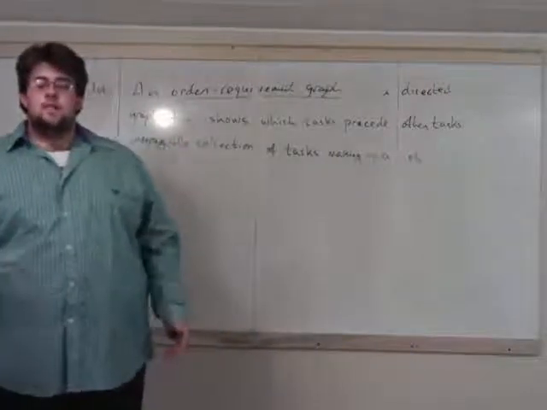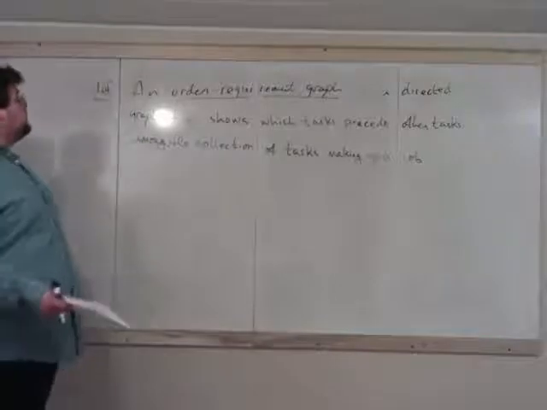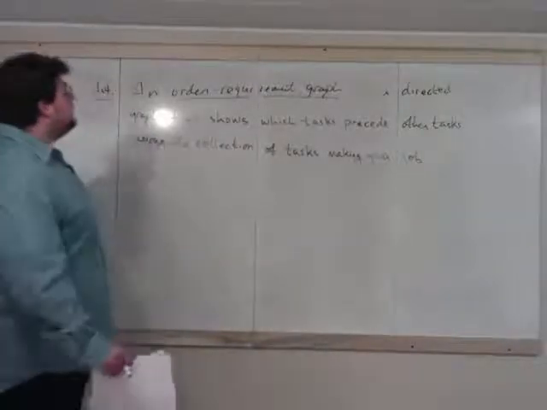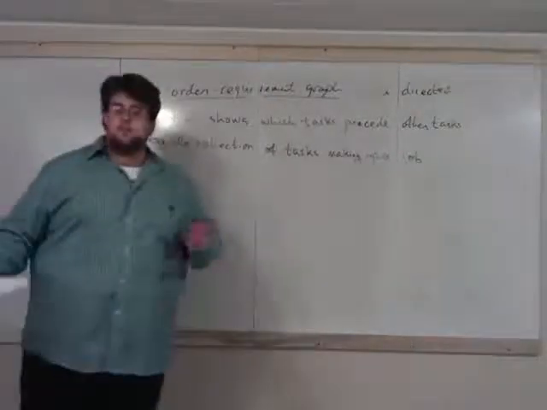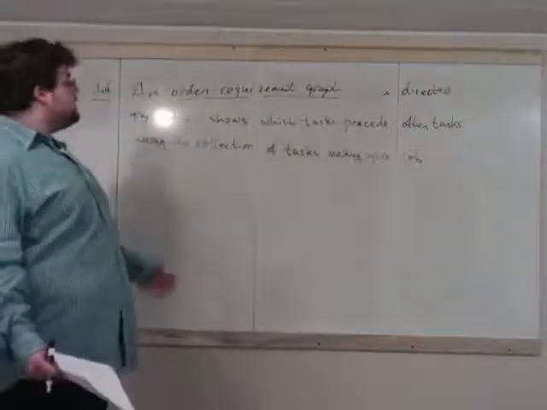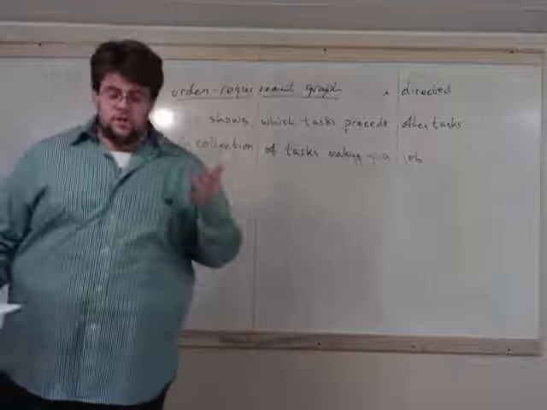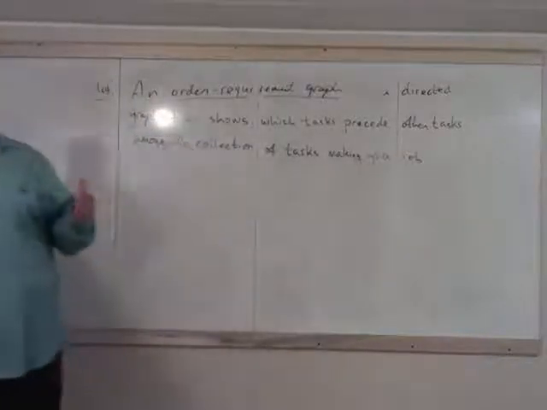The next type of graph we'll look at is known as an order requirement graph. And this is going to be a directed graph, so a graph with directions. We're going to use this to describe the tasks that make up a job. And we're going to use the directions for tasks which must be completed before the other tasks can be started.